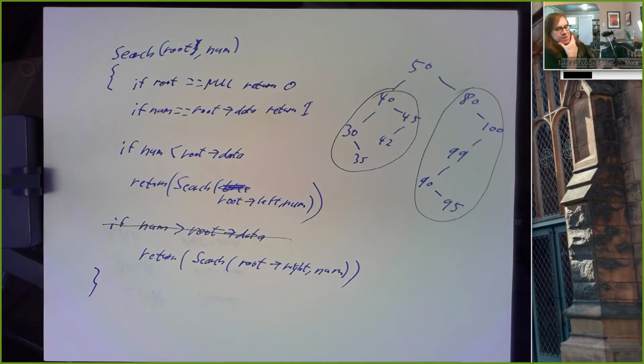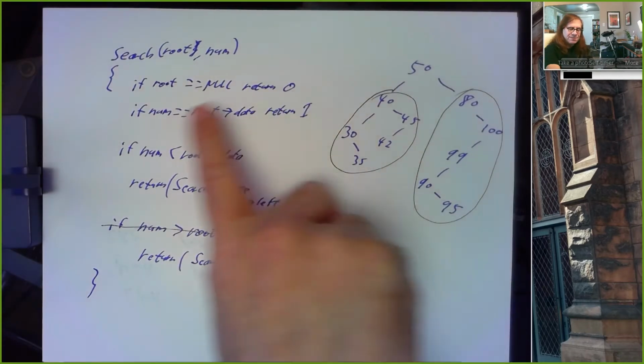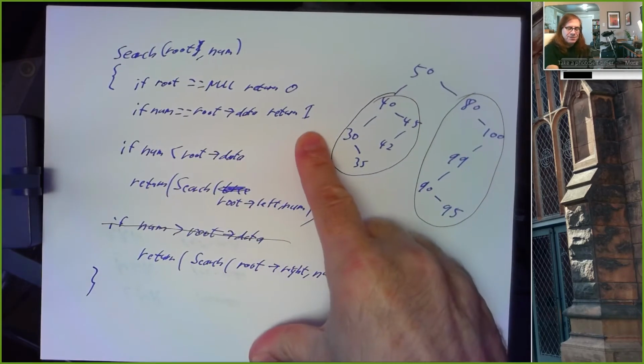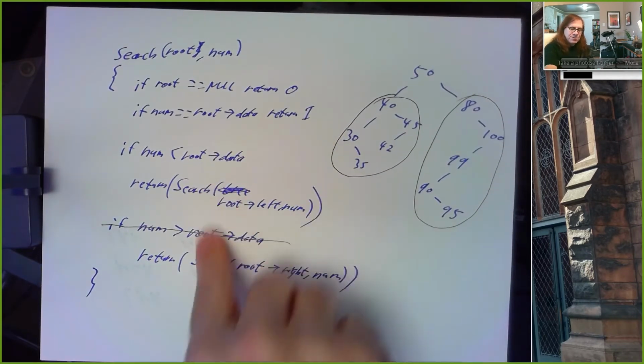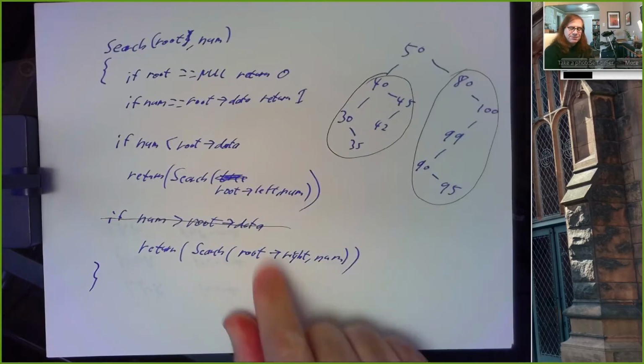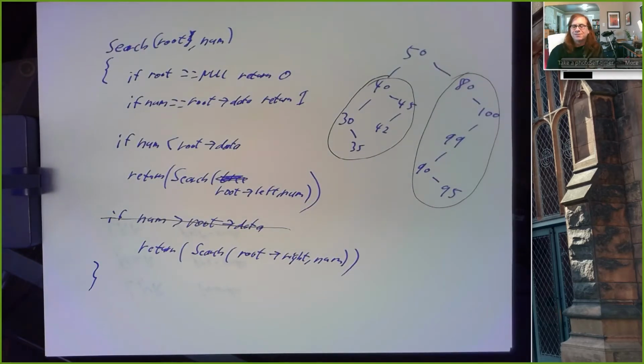Awesome. So there's your whole search function. So if the tree is empty, it's not found. If the data is at the root, it is found. Otherwise, call yourself recursively to search either the left or right subtree and return whatever that call returns. And that's it. That's your search.